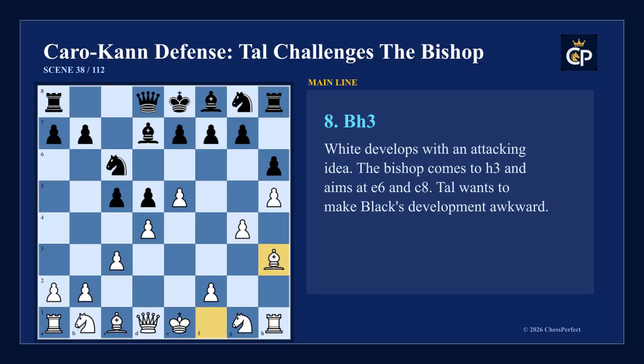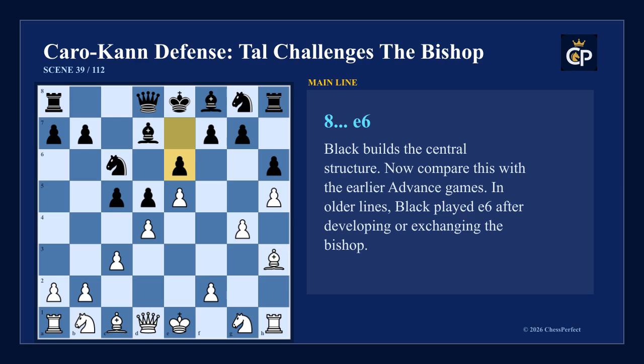Bishop h3. White develops with an attacking idea. The bishop comes to h3 and aims at e6 and c8. Tal wants to make Black's development awkward. Black builds the central structure.